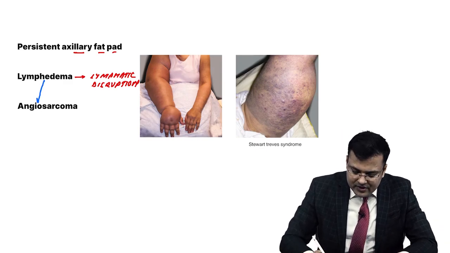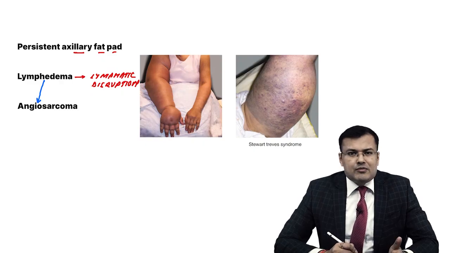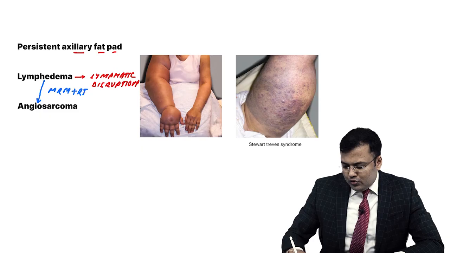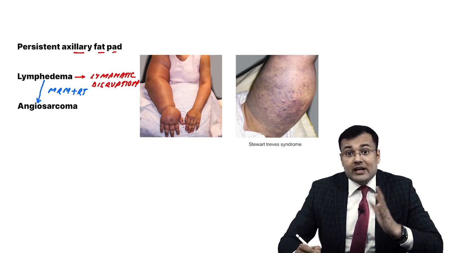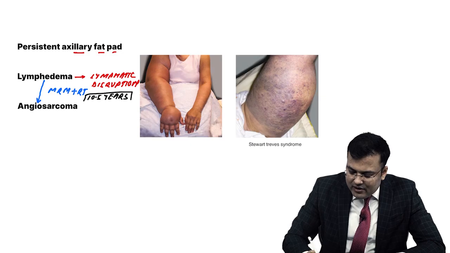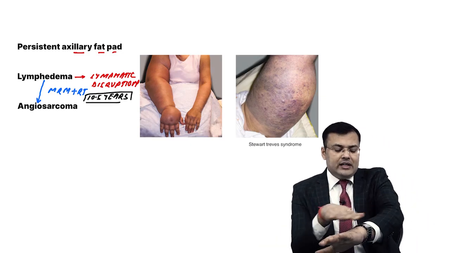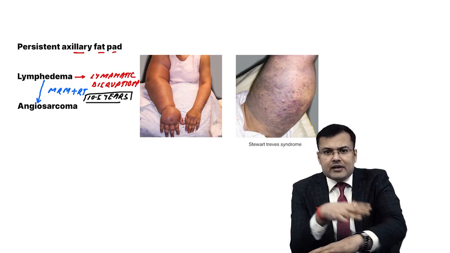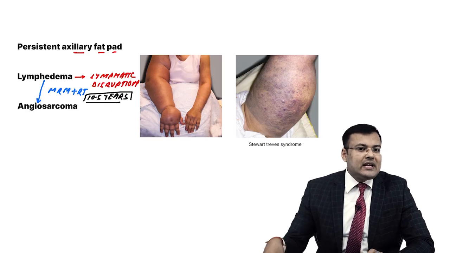One special complication occurs. Imagine in a patient of carcinoma breast, you have done MRM, modified radical mastectomy, plus radiotherapy is also given. Usually after 10.5 years on an average, what happens? These patients are having worsening of lymphedema. There are violet or purple colored nodules. Worsening of lymphedema, severe pain in the affected limb. This is known as angiosarcoma.